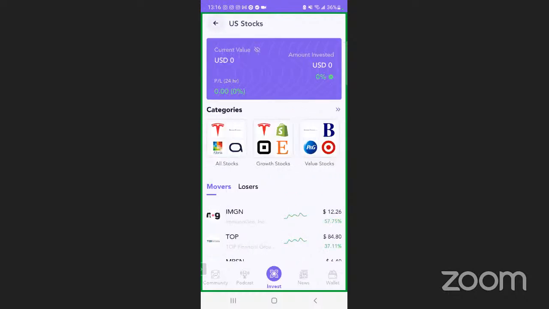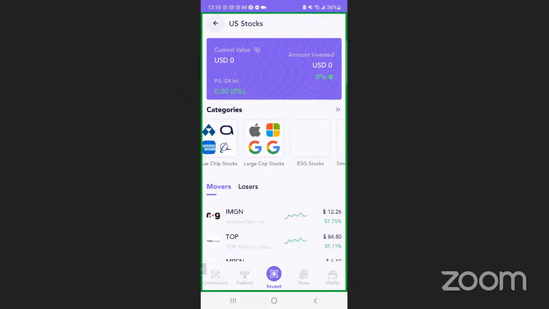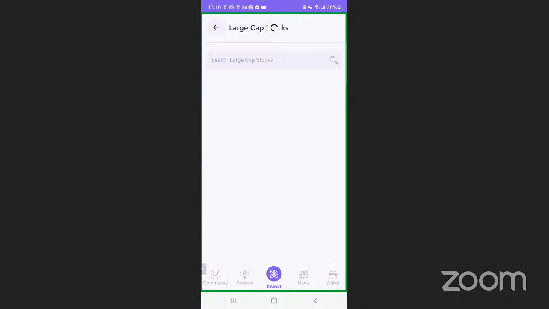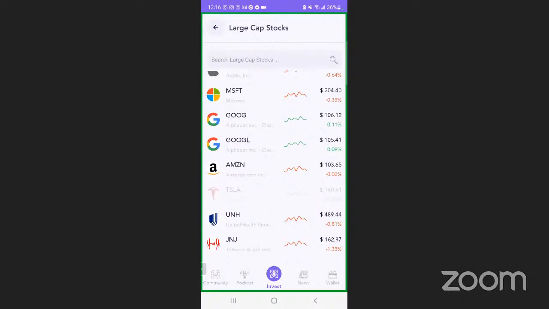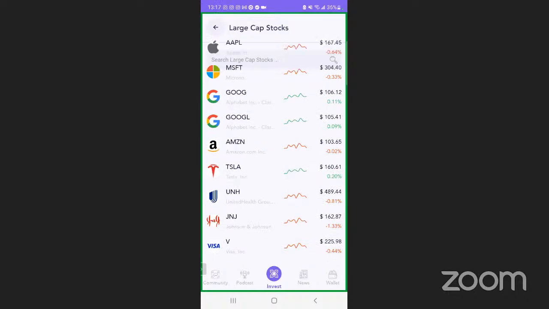Okay, let's look at some other categories. For the large cap stocks, these are for guys who want some security. These are some of the largest companies in the US, the likes of Apple, Microsoft. Actually, Apple is the biggest company in the world. So Apple, Microsoft, Google, Amazon, Tesla, and Johnson & Johnson, right?